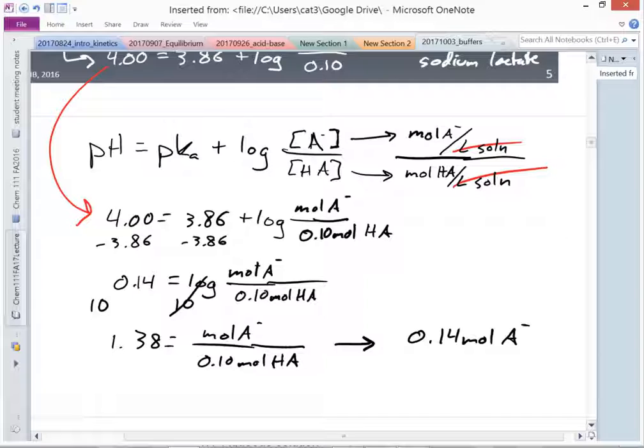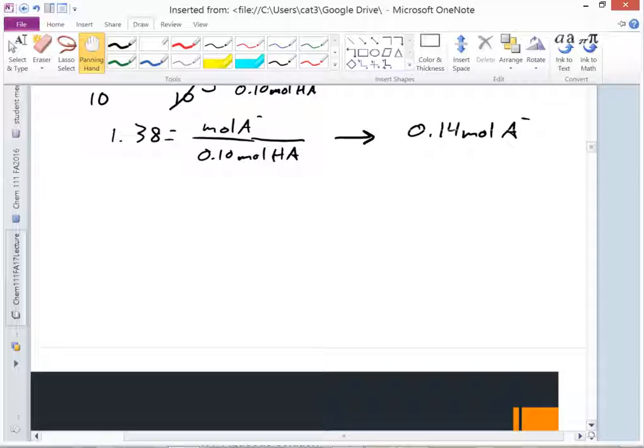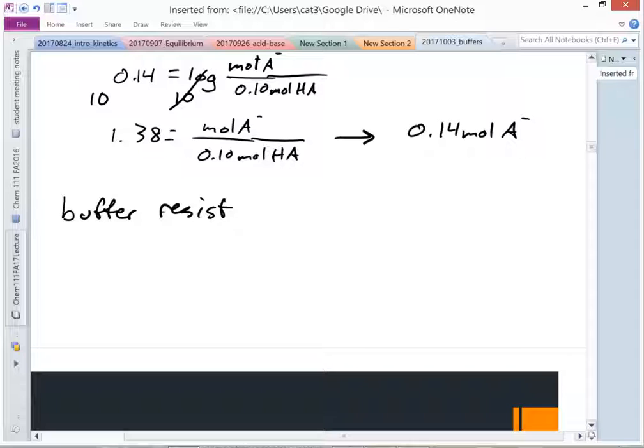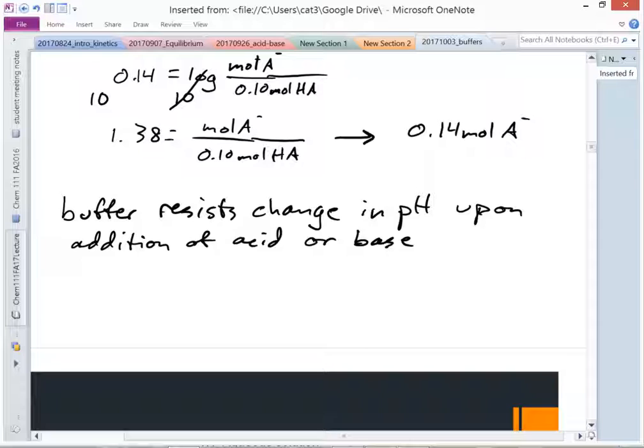What does a buffer do in the macro sense? A buffer resists change in pH. Good. Upon addition of acid or base. What happens if I add HCl to pure water? Yeah, all of that HCl becomes H3O+. And what is pH? pH is a negative log of H3O+. So it changed the pH, went down.